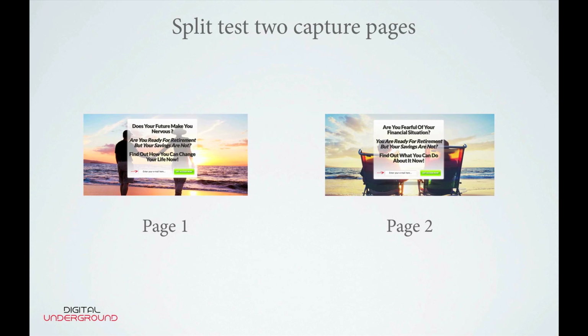So the first thing we really want to do is split test two capture pages. We've selected capture page 1 and capture page 2, and we're essentially going to create a rotating link to have those capture pages present themselves rotating. So you're going to get capture page 1, capture page 2, then capture page 1, capture page 2, and so on until the ad runs out.